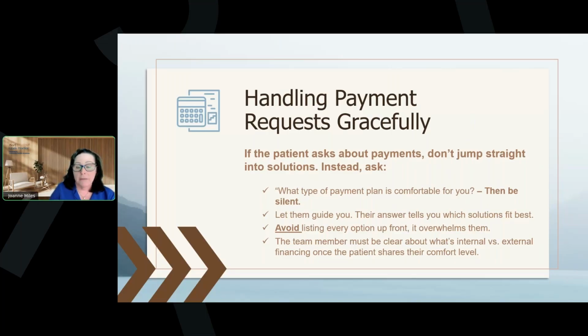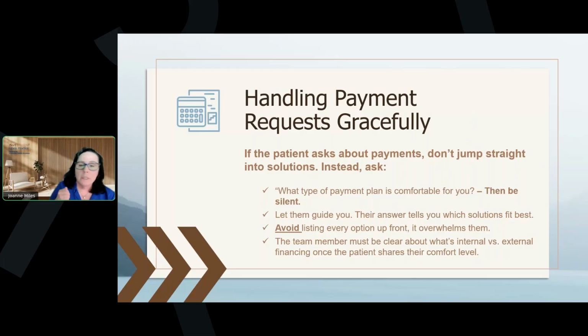You should have a menu of solutions that you can provide, because there's no one silver bullet that's going to help your patients get to yes. This is about being quiet, asking what their thoughts are, and then if they follow up with that question, well, do you have payment plans? You can say, yes, absolutely. We do have payment solutions that we're able to help pretty much most of our patients get the treatment they need. What were your thoughts about a payment plan?